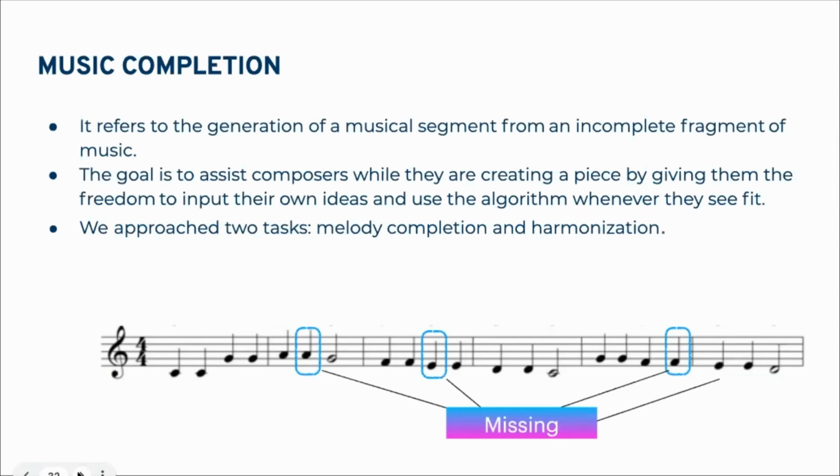And in the case of harmonization, we suppose that the composer has already developed a melodic fragment, and they may want to start looking for the best options to accompany that melody. And so concerning this point, we thought that a good strategy could be to follow the most common rules of music theory in order to develop a sequence of chords that goes well when played with the melody.